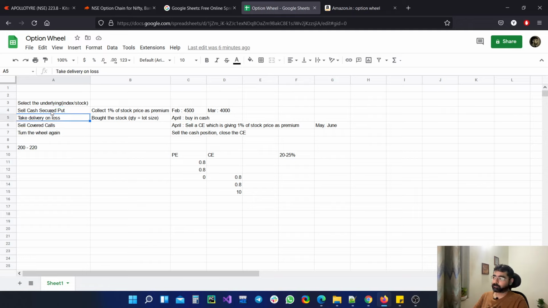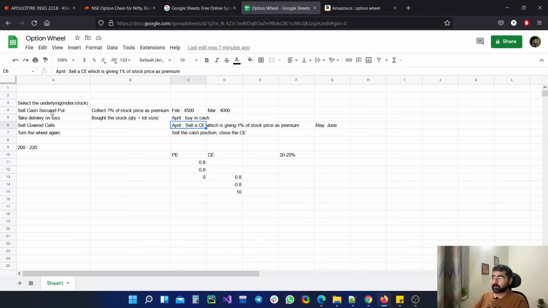So you will start selling calls which will give you approximately 1% of the stock price as premium. So if it's a 1100 rupee stock, you try to collect 11 rupees. Something like that. And then once the strike of the call is touched, so the stock has risen and it has breached the strike of the call, then you close out the wheel or you start turning it again. So you close the position, you sell your futures or you sell your cash equity, and you also close the call which you had sold, and then you turn the wheel again.